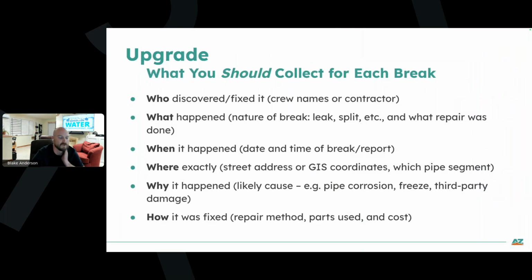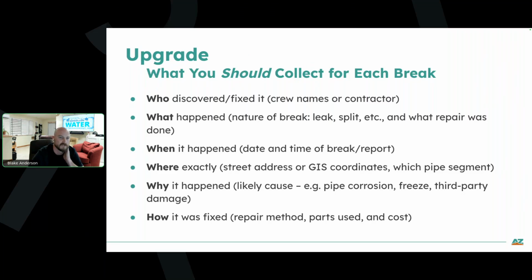And then what you do going forward, every time that you have a break, you want to have your records reflect the 5 W's and how. So who, what, when, where, why, and how. And that means who was involved. Was it an in-house crew that made the repair? Was it an outside contractor? What exactly was the issue? Did you have a hole in a pipe? Was there a crack? Was there a leak at a joint? And what was done to repair it? So did you clamp it off? Did you have to cut out a section of pipe?